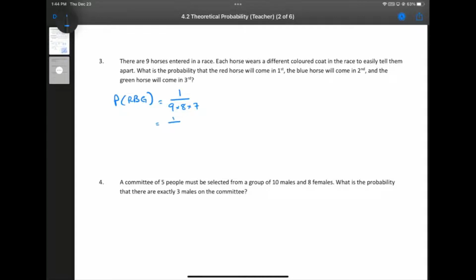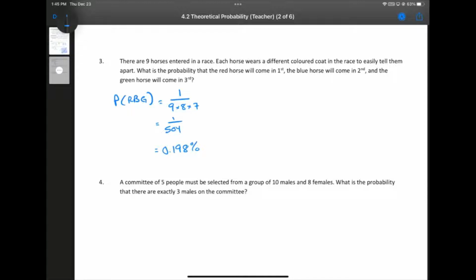So this is 1 out of 504, which I can then write as a percentage. So I'm going to point out that when I do 1 divided by 504, I get 0.00198. To convert that into a percent, I multiply by 100 and get 0.198%. So roughly 0.2% or 1 in 500 chance. And that's pretty close to 1 in 500, 1 in 504.